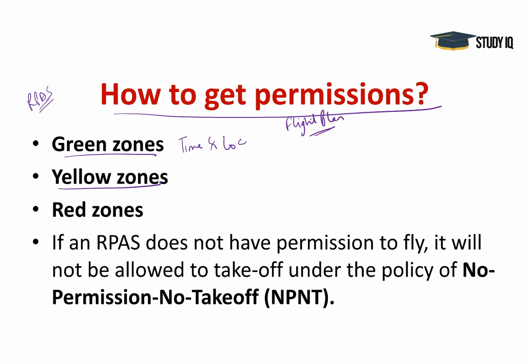Next is the yellow zone. Permission will be required for flying in yellow zones, and for red zones flights will not be allowed. The areas which are green, yellow or red zones will be told by the government soon in their next letter or whatever document they issue. Now see how to get the permission. To get the permission to fly, RPAS operators or remote pilots will have to file a flight plan, as I told you, and then flying in green zones needs only what I told you. So this is about the permission.